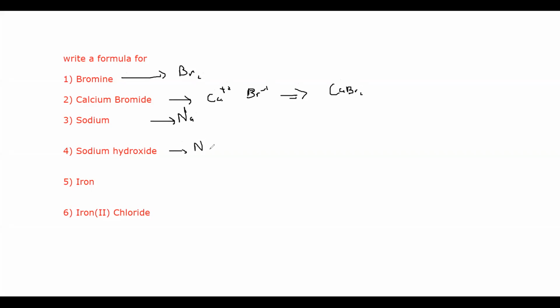Sodium hydroxide is NaOH. Iron is Fe. And iron 2 chloride is FeCl2. So these are the ways to write. Then one more thing and then we will end the session.